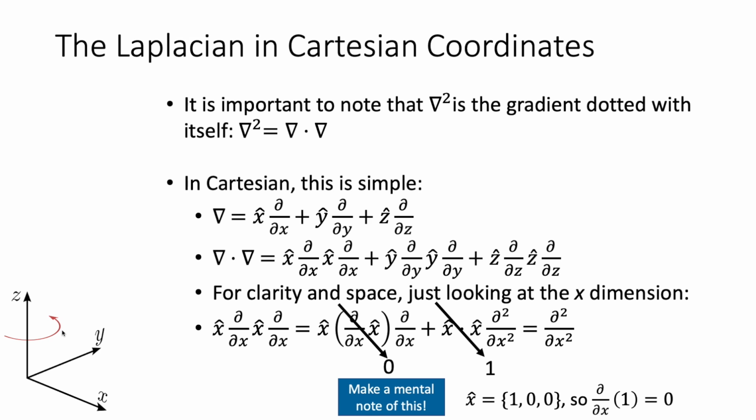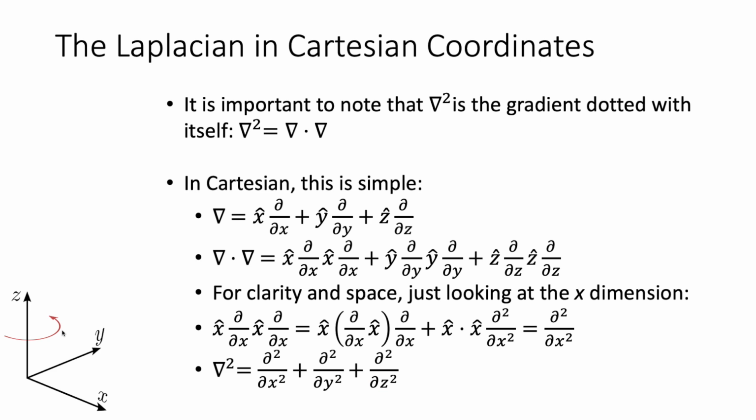Just make a mental note of this. Remember that when I talk about the unit vector x hat, it's the vector 1, 0, 0, and as I just mentioned, d dx of the number 1 is 0. So we do this with x, y, and z, and now we see why in Cartesian coordinates the Laplacian is really straightforward. It's just the second derivative with respect to x added to the second derivative with respect to y, added to the second derivative with respect to z. All right, so in Cartesian coordinates, the Laplacian is great, nice and easy. And notice this is not a vector.